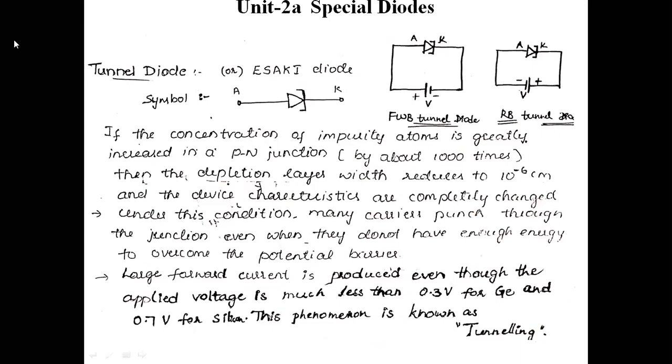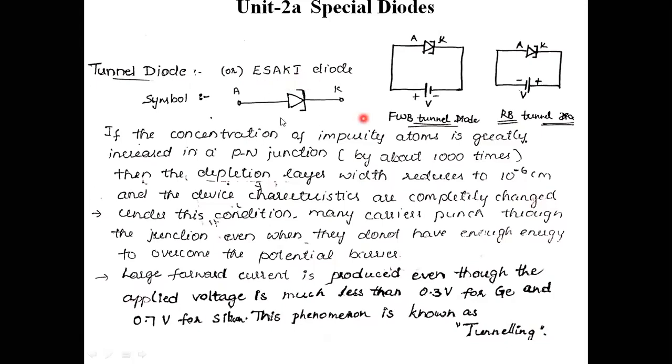And next one is the tunnel diode. I will give the basic view of the tunnel diode. This tunnel diode was invented by the scientist Esaki. Therefore, the other name for the tunnel diode is the Esaki diode.